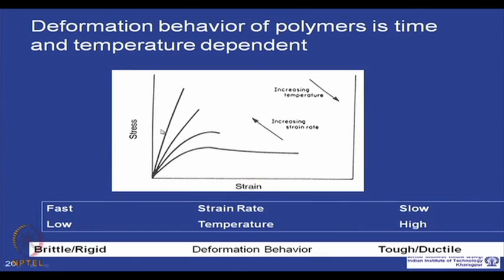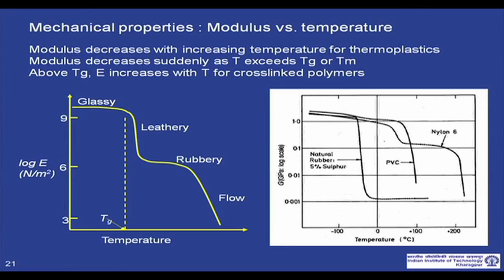So, just again showing the same thing, with increasing temperature the sample becomes tough and ductile, with reducing temperature it becomes brittle and rigid, whereas applying high strain rate makes the sample brittle and rigid, whereas low strain rate makes the sample tough and ductile. The modulus, which means the stiffness or the rigidity, is very much dependent on the temperature, as I said. So, this is an example of how the modulus changes with temperature.